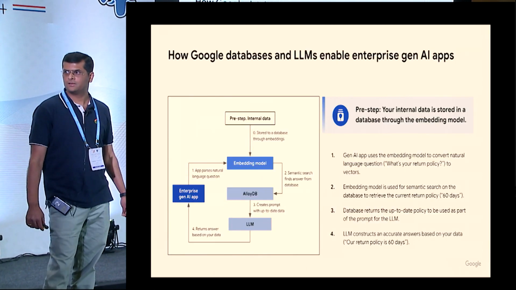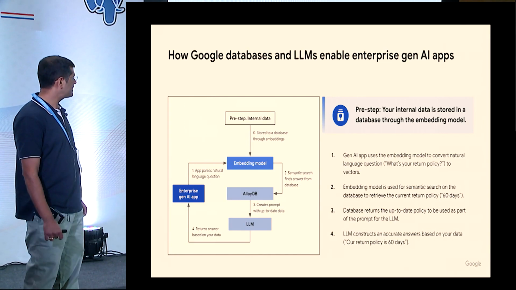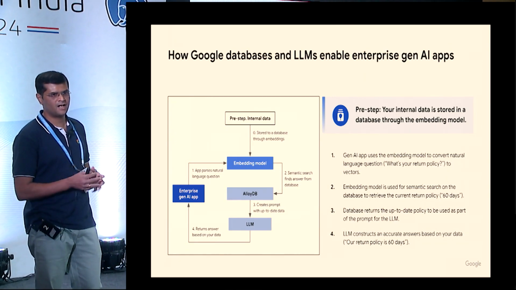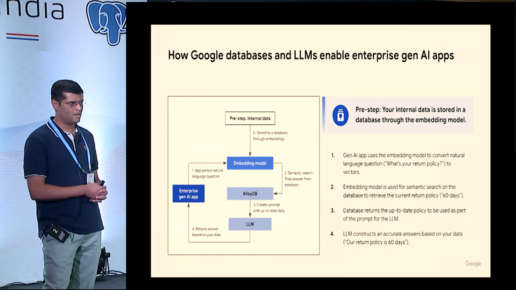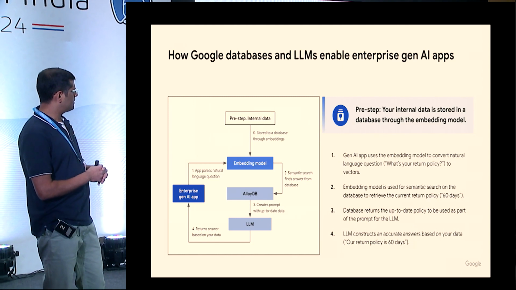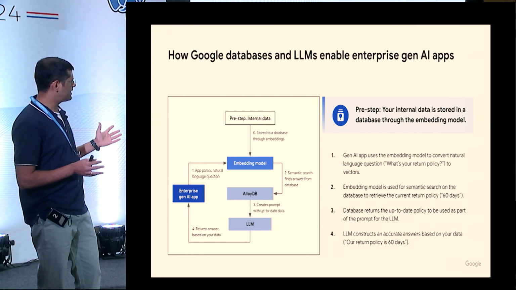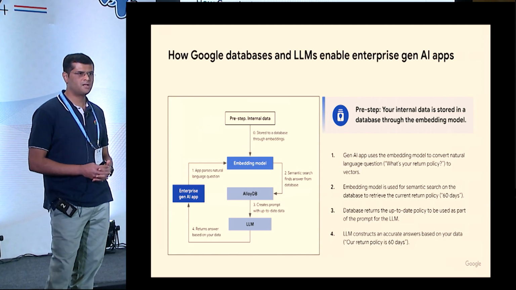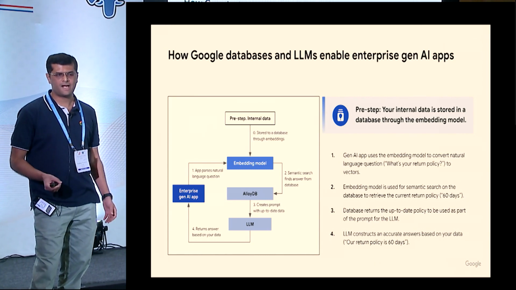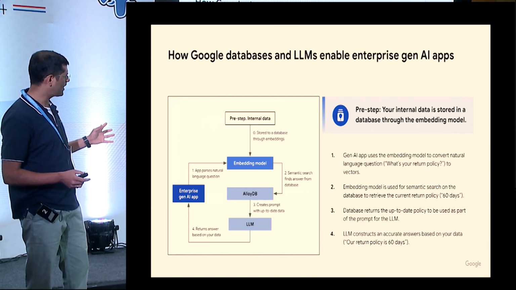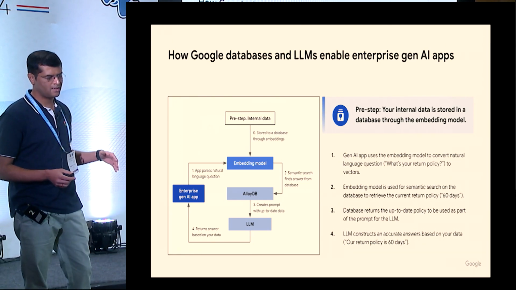This is a sample architecture, just to give an idea of how databases and LLMs can work together. In this example, we have some unstructured data which is used by the Gen AI app. As a pre-processing step, we have to generate embeddings for it, which we can do using an embedding model, and we can store the embeddings in the database.